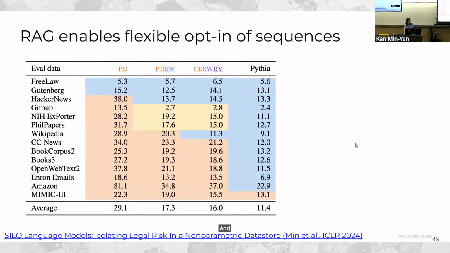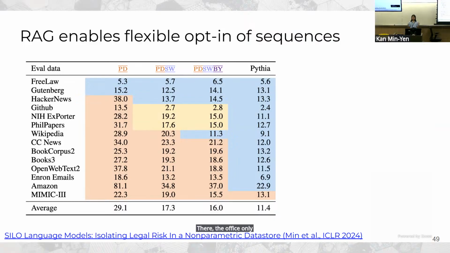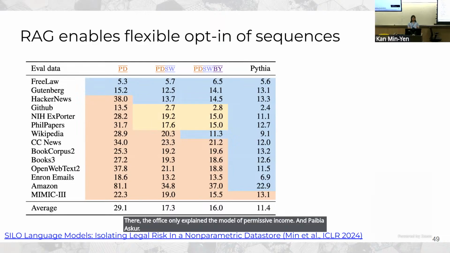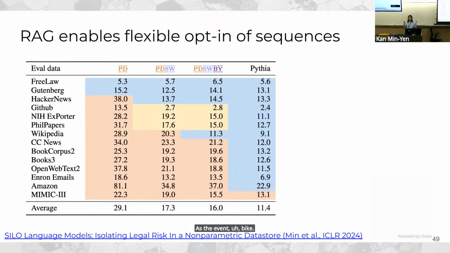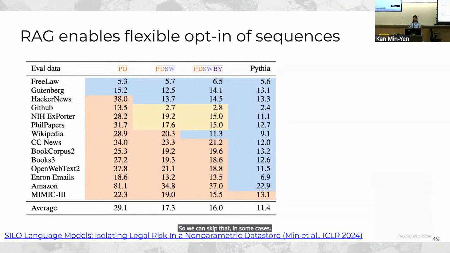And researchers actually find that this score refers to the complexity score, so the lower the better. The PD, PDSW, and PDSW-DY refer to 3 different cases where the authors only train the model on cognitive data. And PyDia as the baseline is a model of similar size, but it's trained mostly on non-cognitive data. So we can see that in some cases, the models can actually match the performance of the existing model.